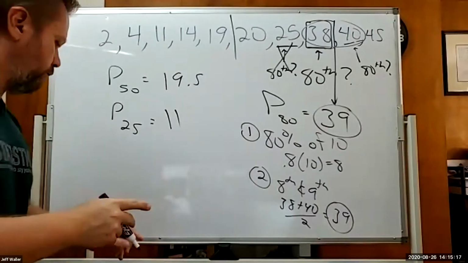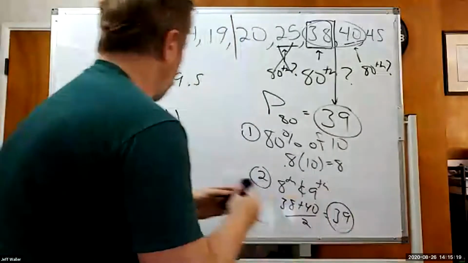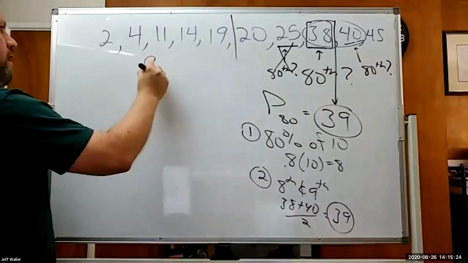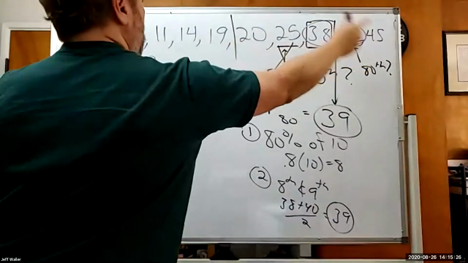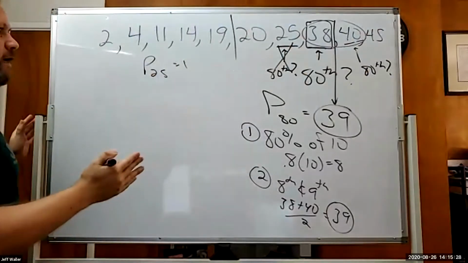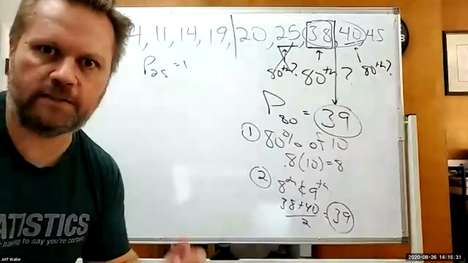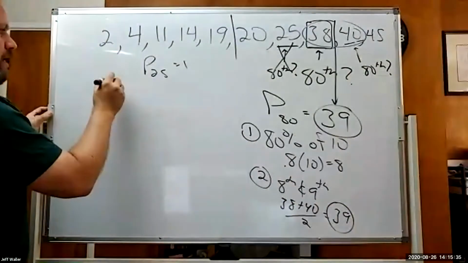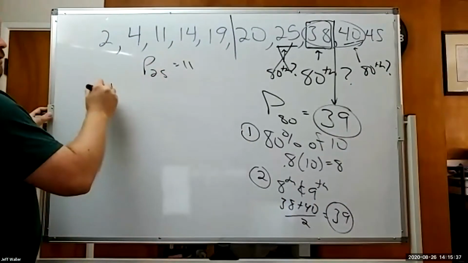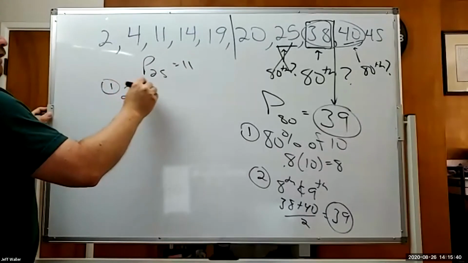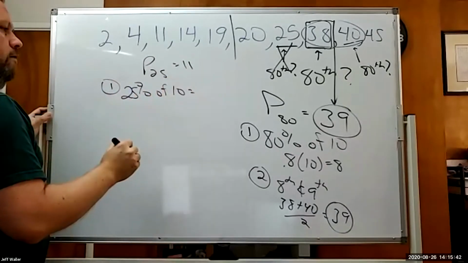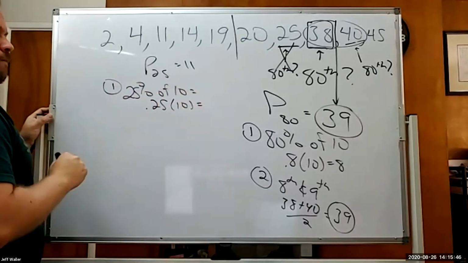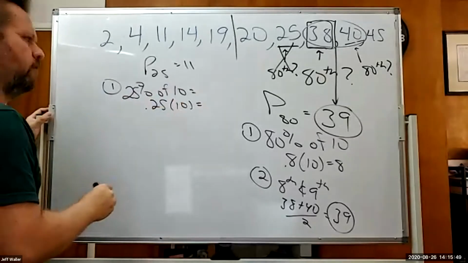Now, let's look at this one. This is more interesting. P25. So P25, we got 11. Just by kind of cutting it in half and then cutting it in half again, that makes sense. It's what 25% is. It's half of a half. But what would this work look like? It's got the same first step. What's 25% of 10? 2.5? Yes, there we go.